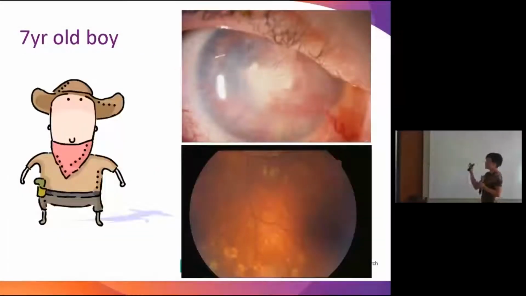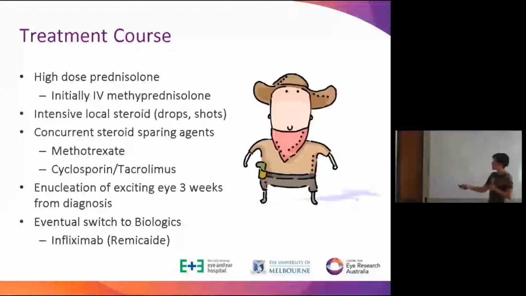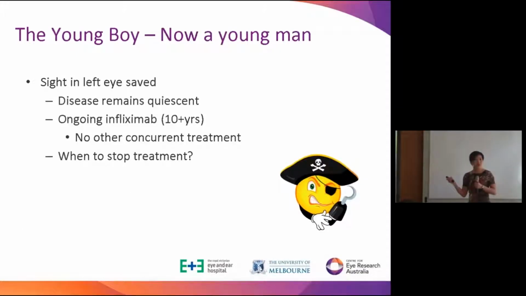All right, so I'm going to go back to our young patient with sympathetic ophthalmia. He actually did very, very well with aggressive anti-inflammatory treatment. We actually had him on Remicade because this is 17 years ago when I first met him. It shows how old I am. But anyway, he is now in his 20s. And the question is, how long do we treat him for?